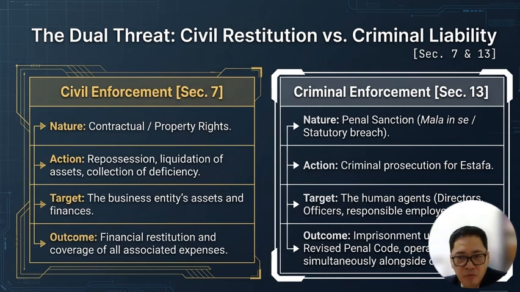So the first threat: civil restitution under Section 7. Section 7 is designed to guarantee that the financier, the entrustor, recovers their financial investment. If the entrustee defaults on their obligation, the entrustor has the immediate right to cancel the trust and take physical possession of the goods, documents, instruments, or any realized proceeds. To achieve full restitution, the entrustor can sell the repossessed items at a public or private sale after giving a 5-day written notice.